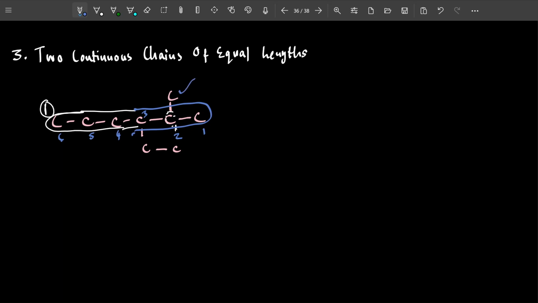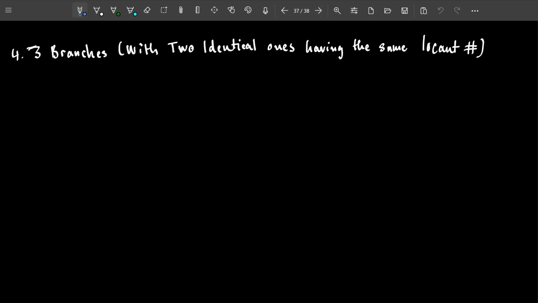So this is the same as the very first one. First branch is on carbon number 2, and that is better than having the first branch on carbon number 3. So I'm going to choose this numbering because it puts my branch on carbon number 2 in the parent chain. That's how you do it if you have 2 continuous branches. I hope you understand. You can keep watching or repeating this part to make sure you understand.